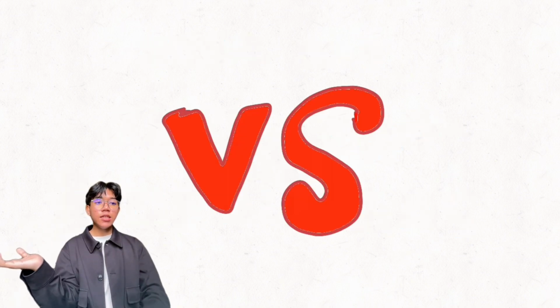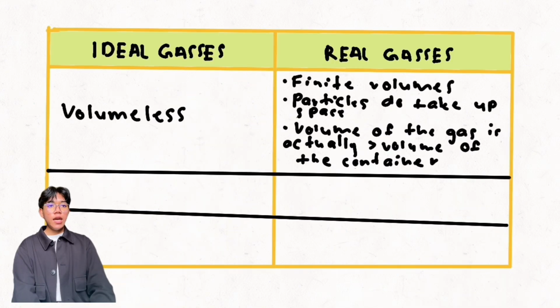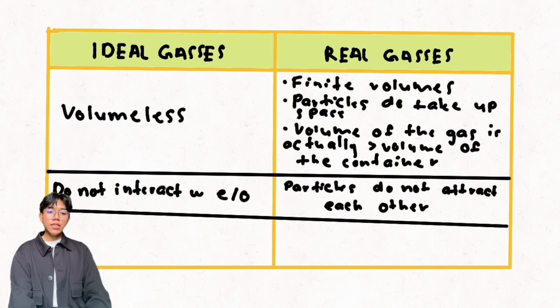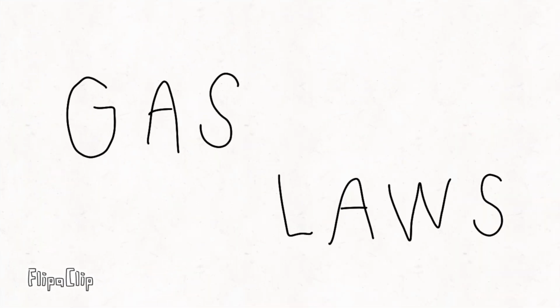Ideal gas versus real gas. Firstly, ideal gases are volumeless. However, real gases have finite volume. After that, particles do take up space. And also, the volume of the gas is actually bigger than the volume of the container. Secondly, ideal gases do not interact with each other. Real gas particles do interact with each other. Lastly, ideal gas molecules would travel in a straight line. However, the path of real gases would curve due to the interaction between molecules.